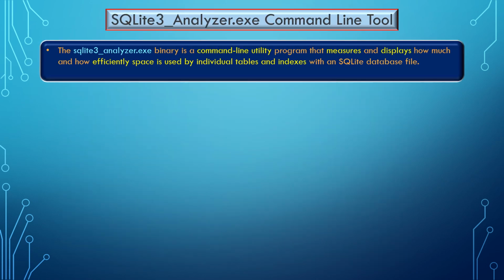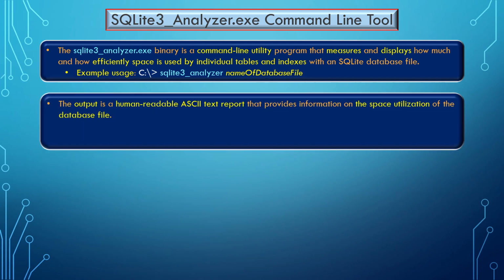The SQLite3 analyzer.exe binary is a command line utility program that measures and displays how much and how efficiently space is used by individual tables and indexes within an SQLite database file. Example usage looks like the following. The output is a human-readable ASCII text report that provides information on the space utilization of the database file.